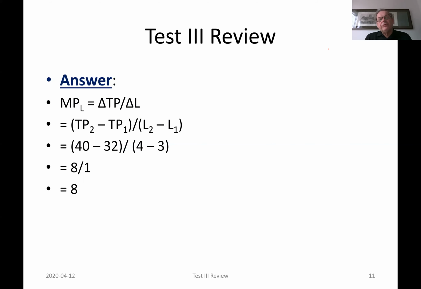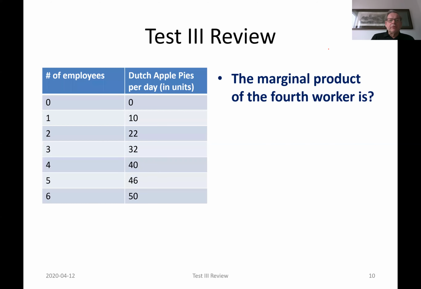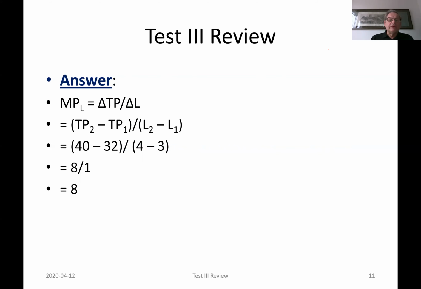So here you'll have to use the formula: the marginal product of labor is the change in total product divided by the change of labor. You'll have to expand that, plug in the details that you were given. And if we go back to the table, we'll see at the 4 employees, the output of Dutch apple pie was 40 units. At 3 employees, the output is 32. We plug those numbers into our formula and we get that the marginal product of labor is 8.